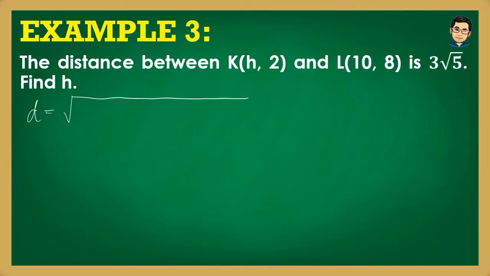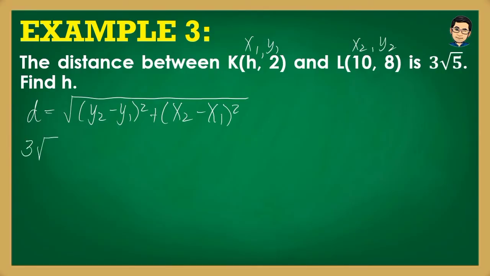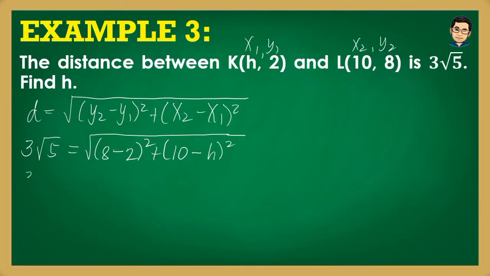una muna isulat natin yung formula for distance between 2 points. And then, i-label natin yung x sub 1, y sub 1, x sub 2, y sub 2. And then, isa-substitute lahat natin ng mga given, including the distance. So, yung distance po natin dito is 3 square root of 5 equals the square root of y sub 2, 8 po yan. And then, y sub 1 is 2, plus x sub 2, 10 minus x sub 1, h.